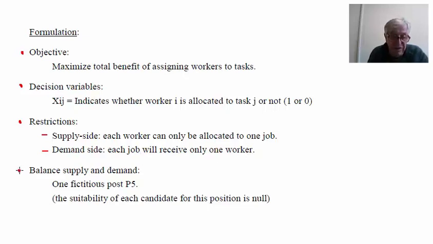And of course, this problem must also be balanced. So supply and demand must be equal. This means that we need one fictitious post. We have 5 candidates, we need 5 posts. So for the fictitious post, of course, the suitability of each candidate for this position is 0.